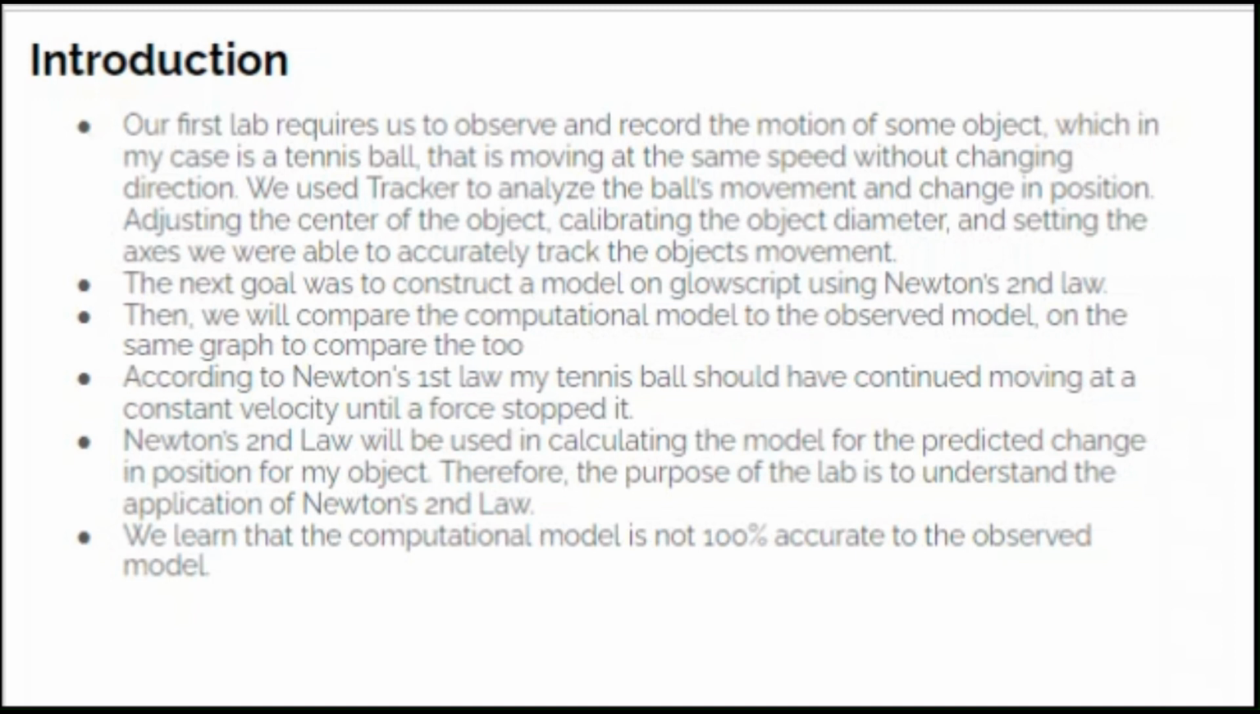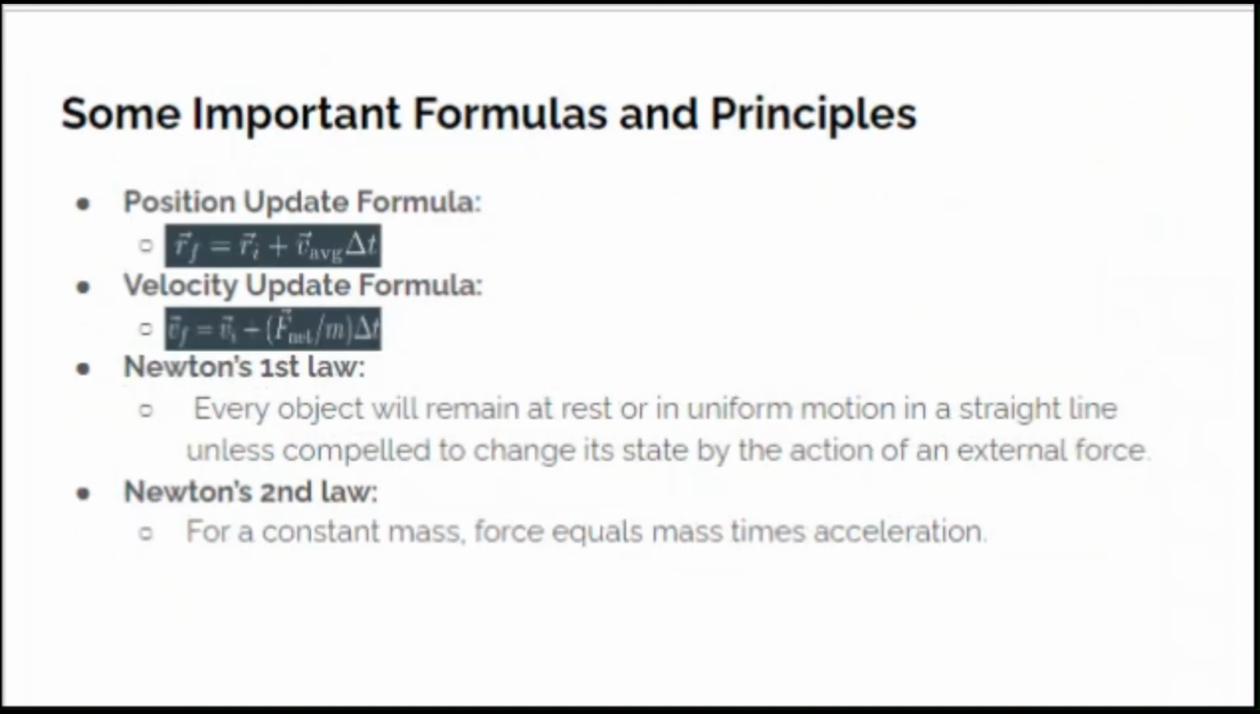According to Newton's first law, my tennis ball should have continued moving at a constant velocity until some force acted upon it or stopped it. Newton's second law will be used in calculating the model for the predicted change in position of my object. The purpose of the lab is to understand the application of Newton's second law. We learned that the computational model is not 100% accurate to the observed model because of unforeseen circumstances that I'll talk about later as we get into our results.